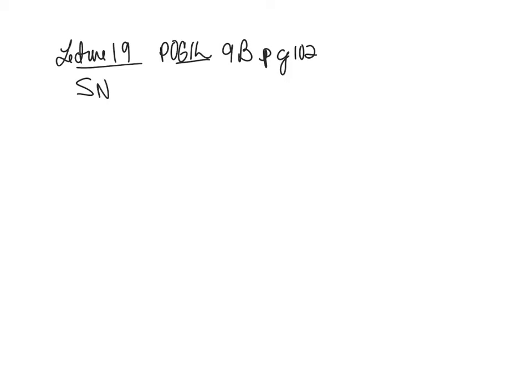Welcome to Lecture 19. In Lecture 19, we're going to be doing your POGIL activity 9B. It's on page 102. And this will be substitution nucleophilic unimolecular. So we just finished SN2, so this is SN1. So let's start with Model 1, SN1.